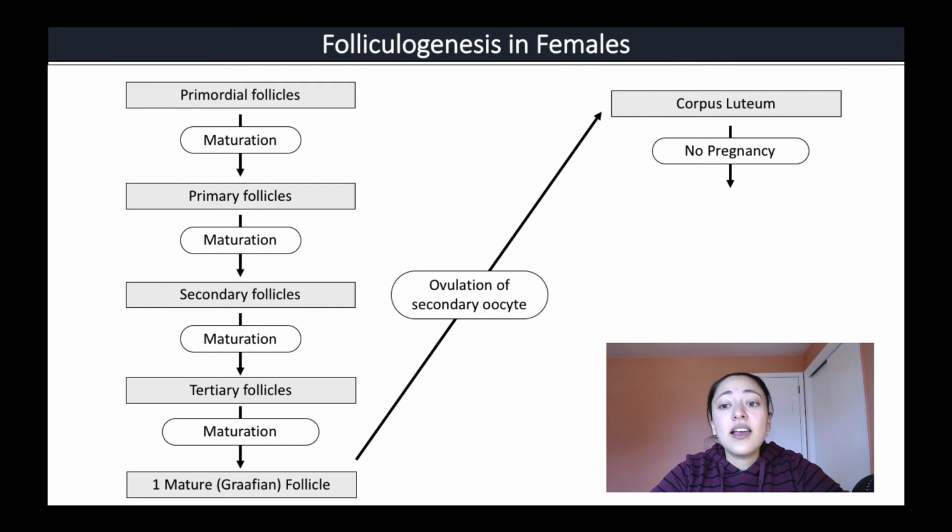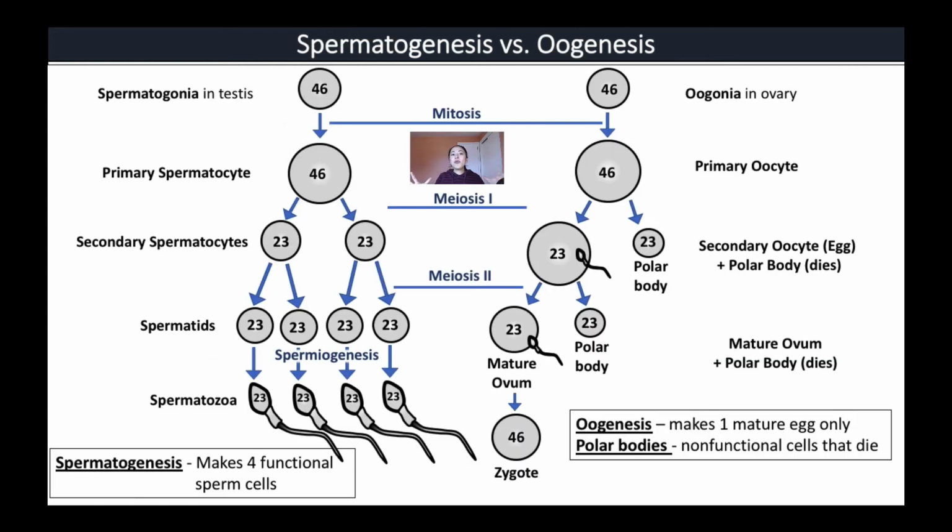It degenerates and it forms what's called the corpus albicans. All right, so now that we've looked at both spermatogenesis and oogenesis, let's compare them side by side.